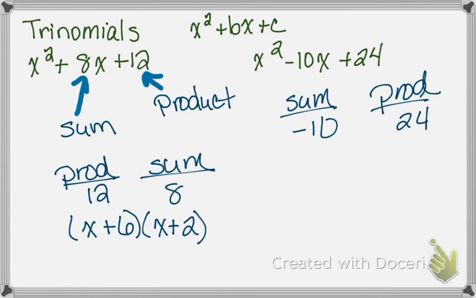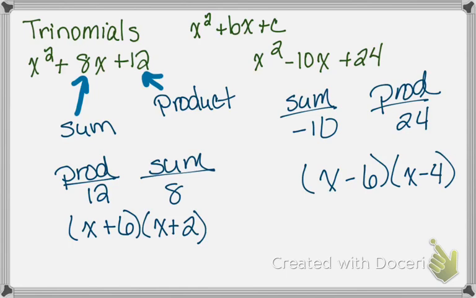So I'm looking for two numbers. When I multiply those two numbers together, I get 24. And when I add those two numbers together, I get negative 10. And those numbers are negative 6 and negative 4, because negative 6 times negative 4 gives me positive 24, and negative 6 plus negative 4 gives me negative 10.